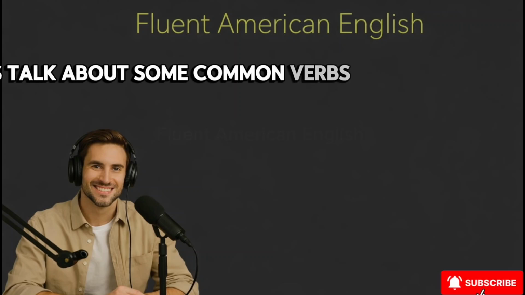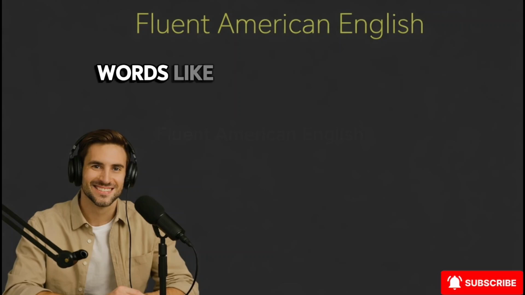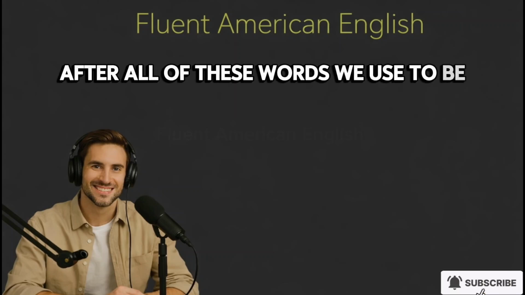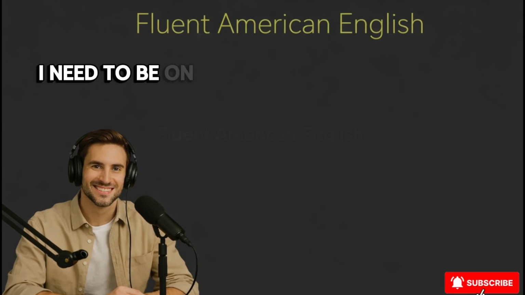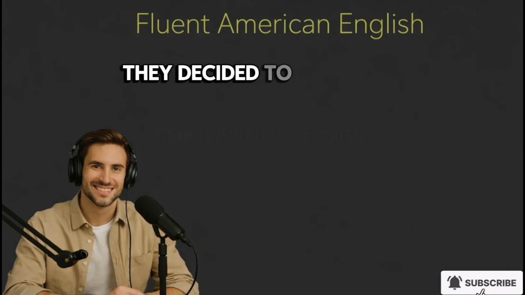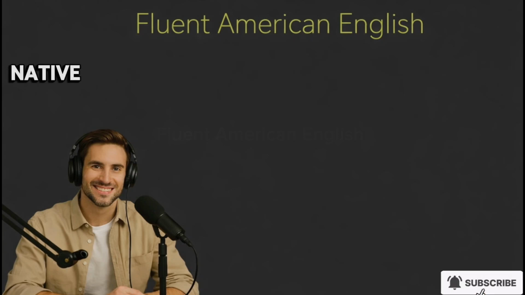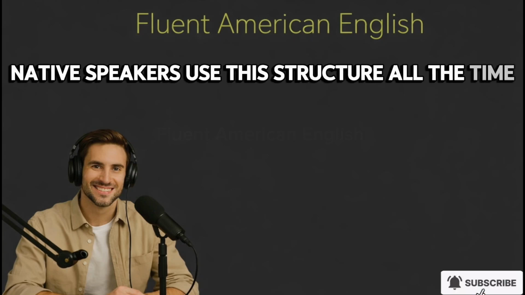Now let's talk about some common verbs that come before to be. Words like want, need, try, plan, decide, hope, like, and love. After all of these words, we use to be. I want to be a good speaker. I need to be on time. I am trying to be calm. She plans to be a teacher. They decided to be honest. We hope to be successful. This is daily spoken English. Native speakers use this structure all the time.